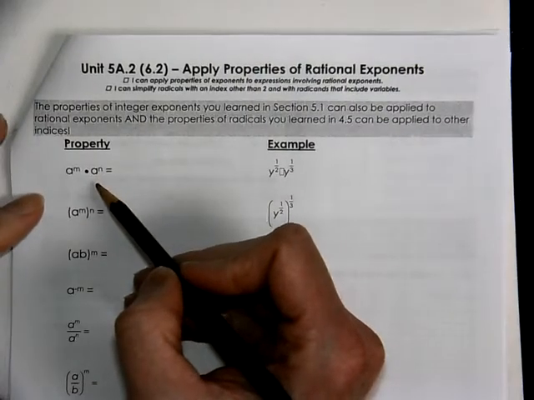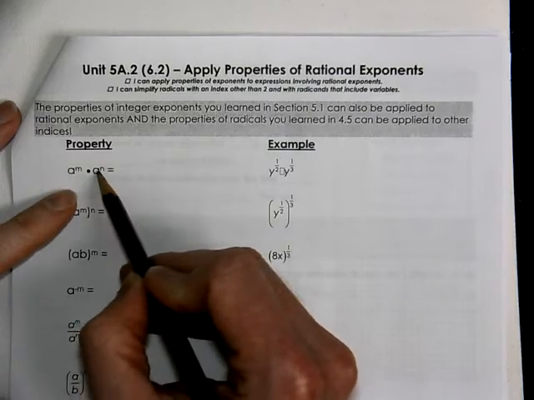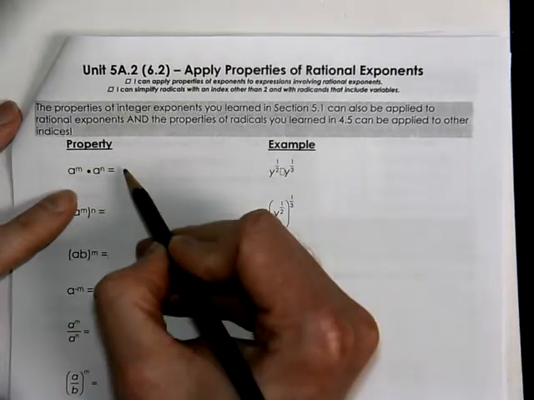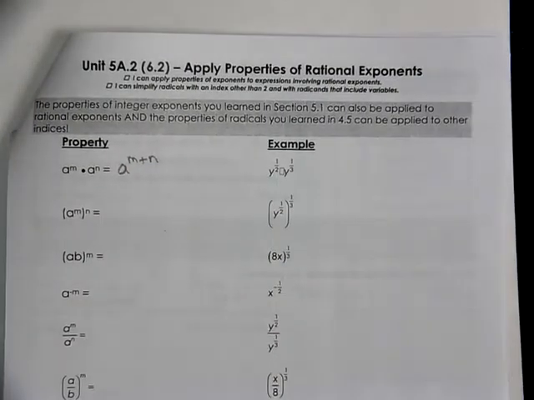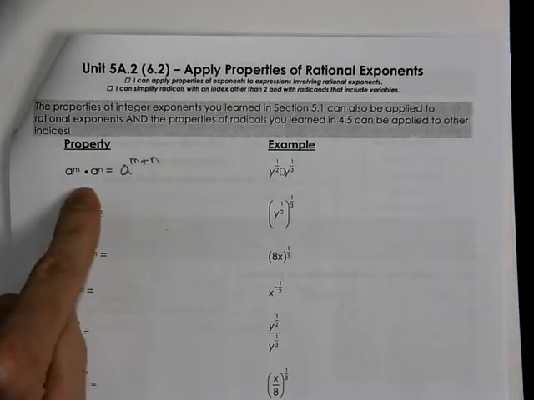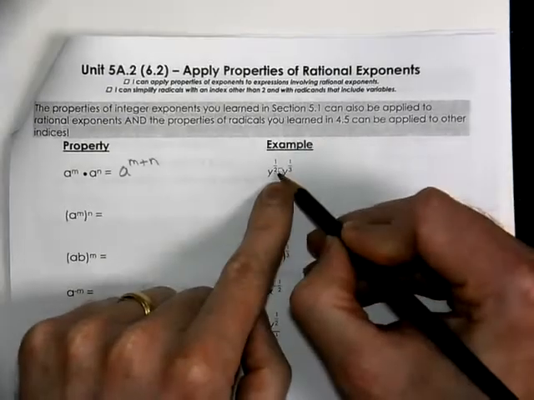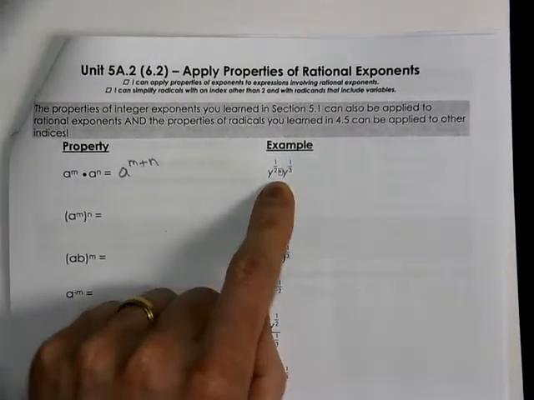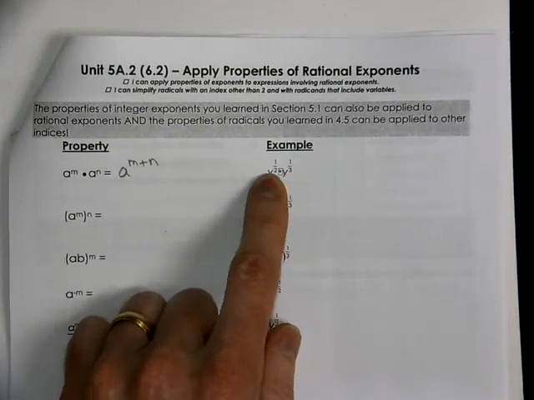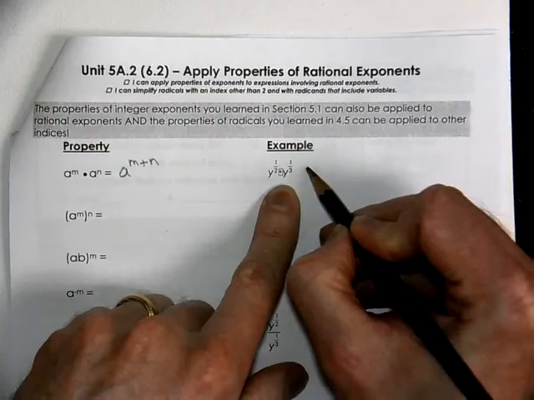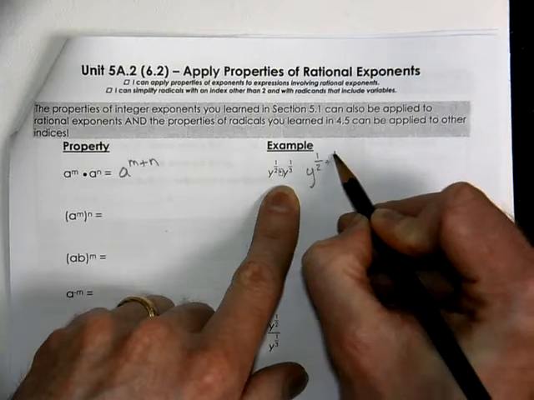Properties that we've already learned about in the past: if the bases are the same and we're multiplying the bases, we're going to add the exponents. So if multiplying the same base, you add the exponents. Here, this little square should actually be a multiplication symbol. We're going to multiply the same base, which means we're going to add the exponents. So we're going to add the 1/2 plus the 1/3.